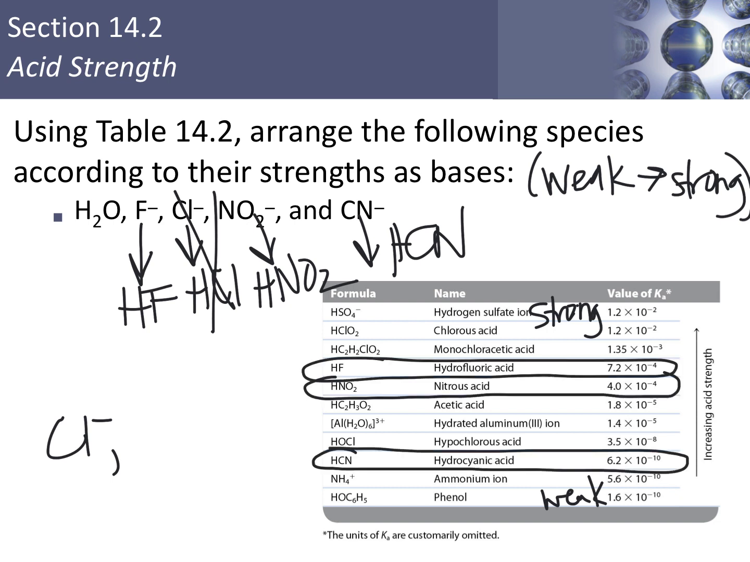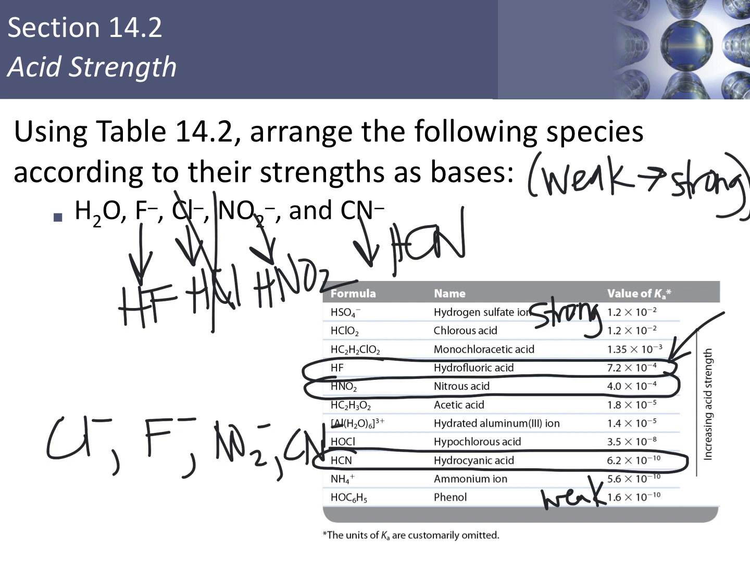Hydrofluoric acid, nitrous acid, and hydrocyanic acid have all been circled here. You can see that the hydrofluoric acid has the largest Ka value, so it is the strongest of those three acids. So that means that its conjugate is going to be the weakest. Next is nitrous acid, and the weakest acid is the hydrocyanic acid, so it will have the strongest conjugate base.